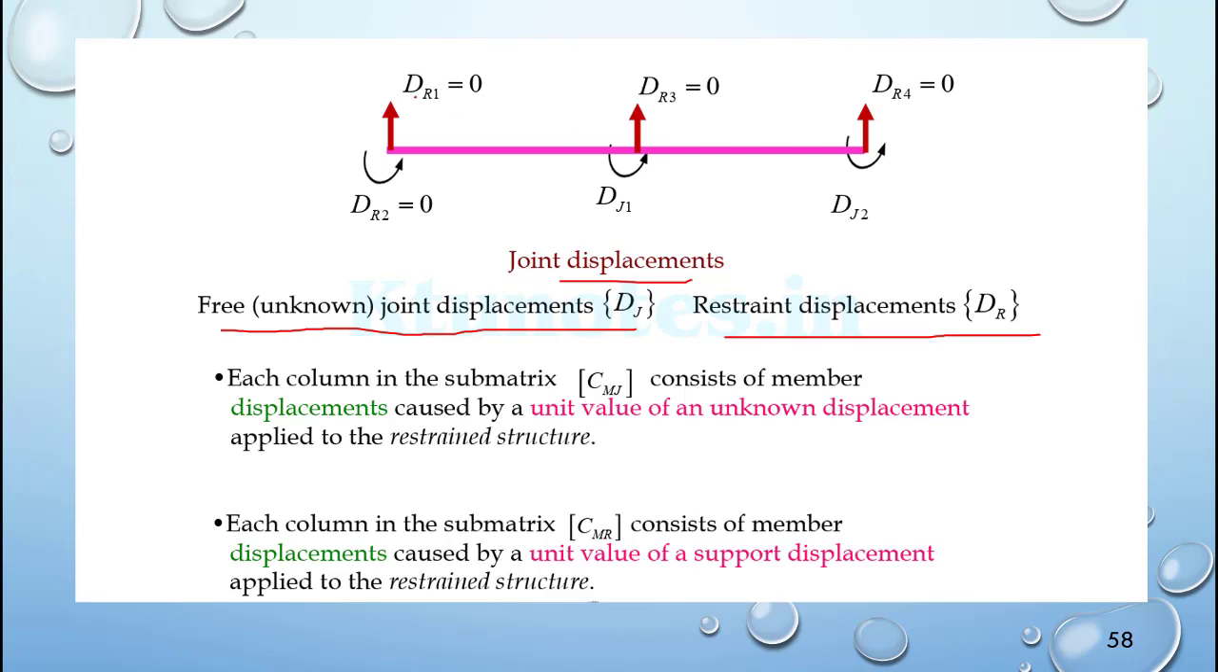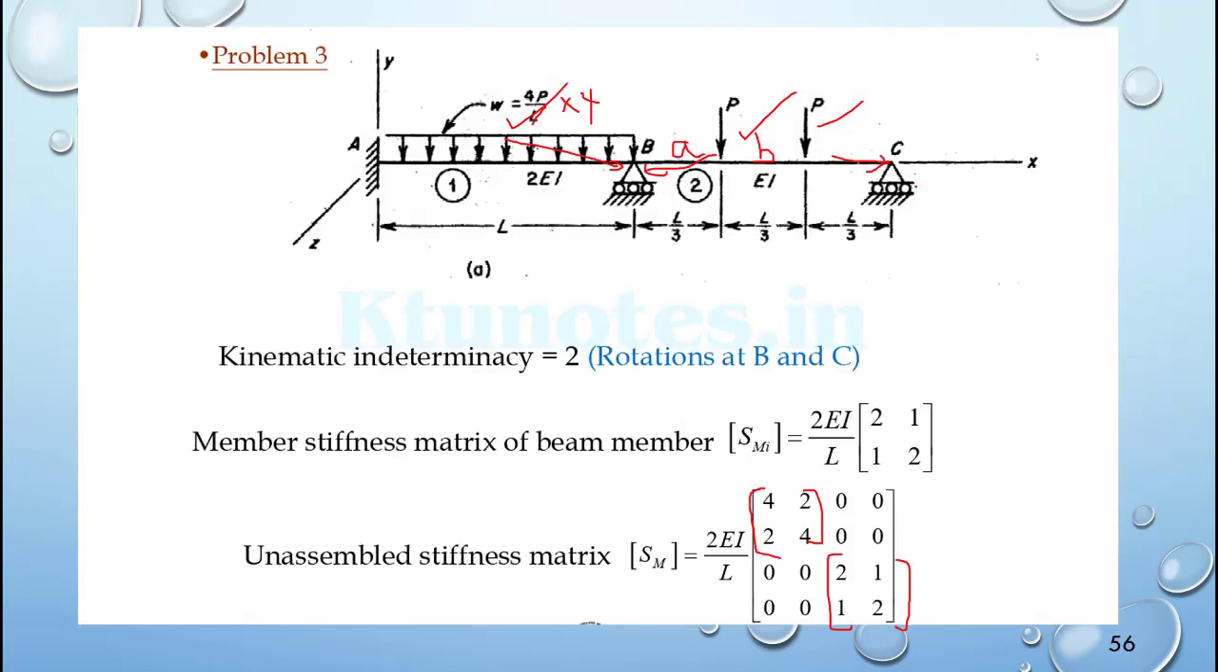So dr1 is equal to 0, being a fixed end, the vertical movement is restrained. dr2 is 0 because being fixed, the rotation is restrained. dr3 is equal to 0 because of the hinge or roller. dr4 is equal to 0, there is no vertical movement, and the free movement will be allowed in dj1 and dj2, where the rotation is allowed like this. The rotation is allowed with respect to B.